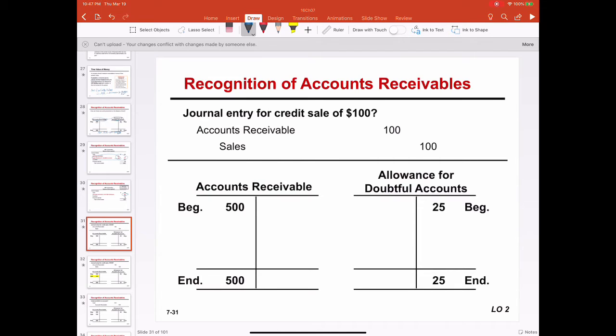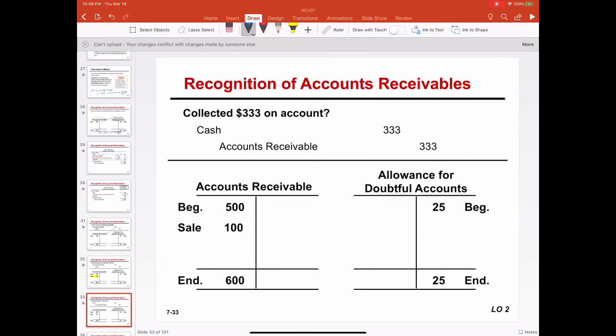Based on the beginning balance of these two accounts, let's see the impact of each transaction on them. First is the credit sale. This is a credit sale, $100. We know it is a sale, so revenue is recognized. Also, a credit sale recognizes the accounts receivable, which represents the claims to the customer. Here we debit accounts receivable when we post to the T accounts, so we debit $100. Now the balance of accounts receivable is $600 after this transaction.